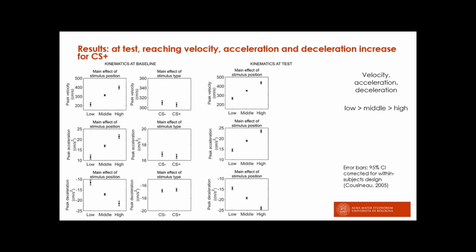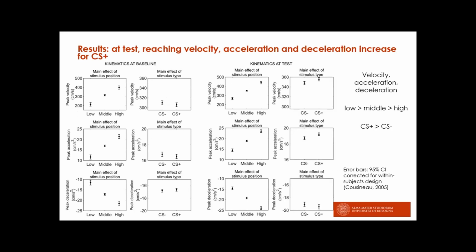And here I've added the results of the test phase. Okay, so again, we look at the kinematics, and we can see that also at test, the velocity, acceleration, and deceleration of the movement was modulated by the position of the stimulus. So participants are still performing the task we asked them to perform. And here, there is something else that's happening this time. So after threat learning, what we see is that the peak velocity, acceleration, and also deceleration are also modulated by the fact that the stimulus was a CS plus or a CS minus.